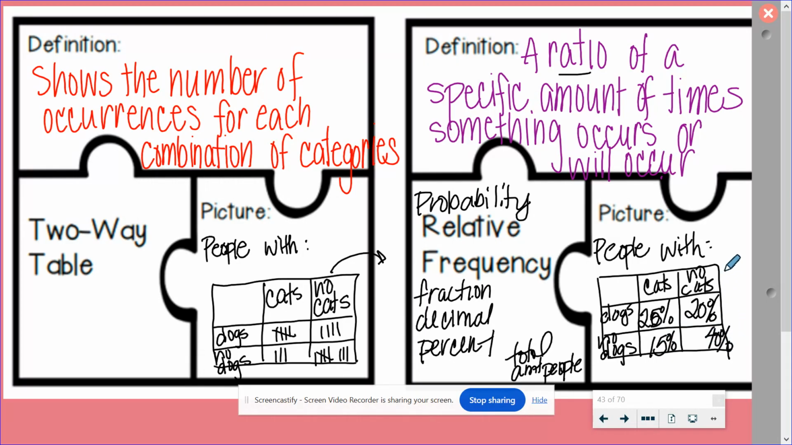So this relative frequency was calculated with the total number of people in mind, and so I basically just took these 5 tally marks and divided it by 20. 4 divided by 20, 3 divided by 20, and 8 divided by 20.